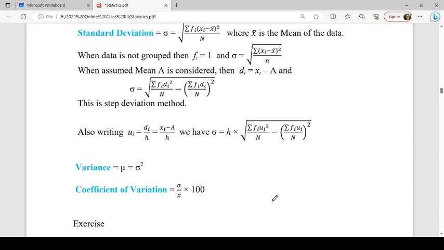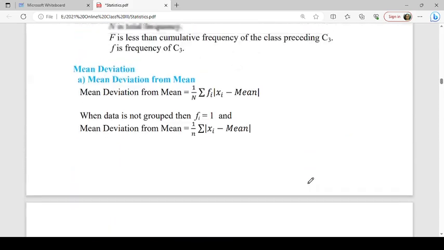And the square of standard deviation we call variance, it is mu, and coefficient of variation is this formula, sigma by x bar into 100. So these are the formulas, and you need to apply the formula and find the different measures. These are measures of dispersion.